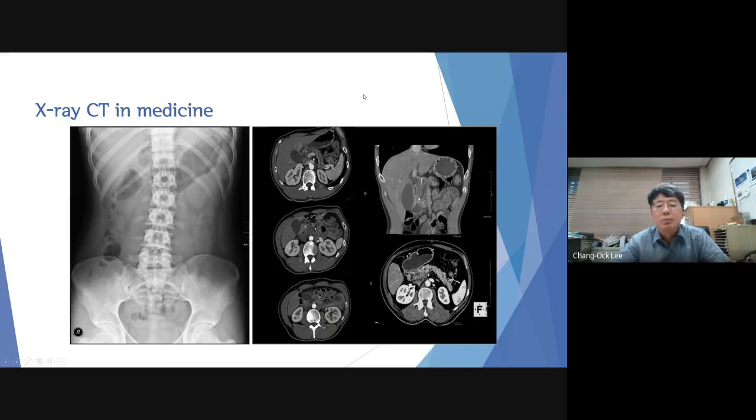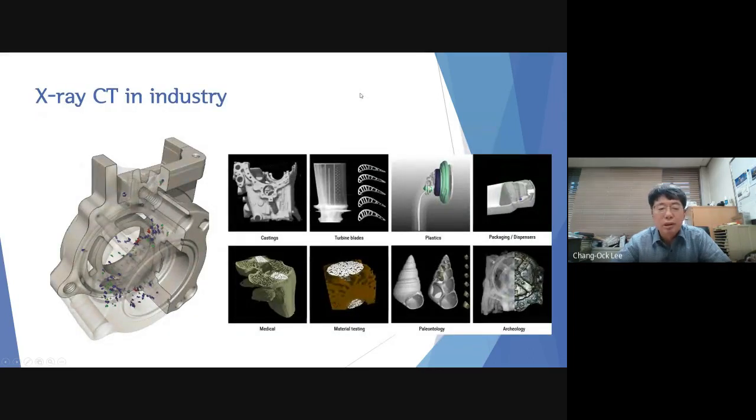That is CT. Also in industry, for this kind of three-dimensional object, you can use X-ray CT. Then you can see internal flaws, defects or air bubbles. So X-ray CT is used in industry to detect such flaws and bubbles. We say that is non-destructive testing and evaluation. Also, we can use this kind of CT image to find something in the baggage of travelers at the airport.